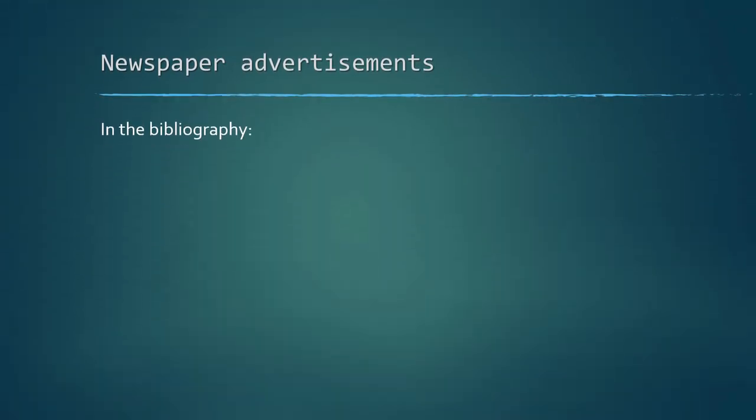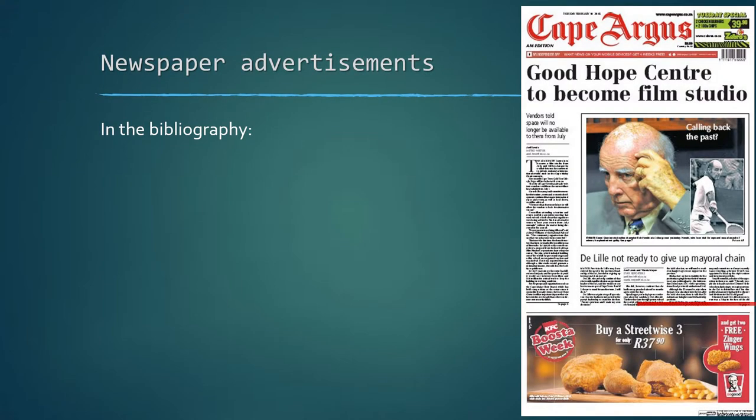Next, let's have a look at referencing advertisements in newspapers. It's rather easy once you know how to reference newspaper articles. Since there's no specific author, however, we will not bother with that and will go straight to identifying the advertisement by what is being advertised. In this case, you will agree with me, this advertisement can be identified as a KFC ad. Again, it will be in sentence case followed by a full stop.